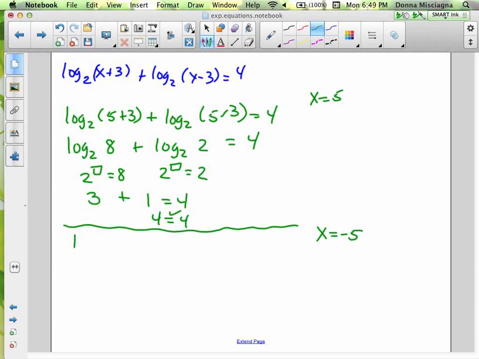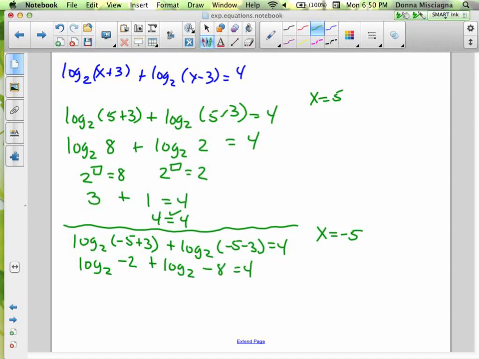All right, so we have log base 2 of negative 5 plus 3 plus log base 2 of negative 5 minus 3 equals 4. And we know that if we have a log of any negative number, we are just going to stop immediately and know that this solution does not work out. So this one is a good solution. This one is an extraneous solution. And we're done with this one.